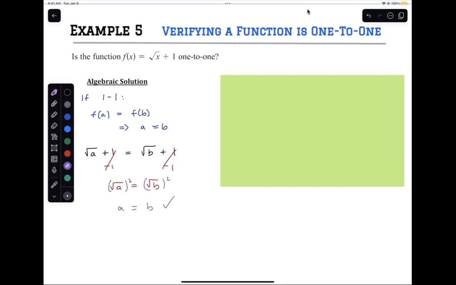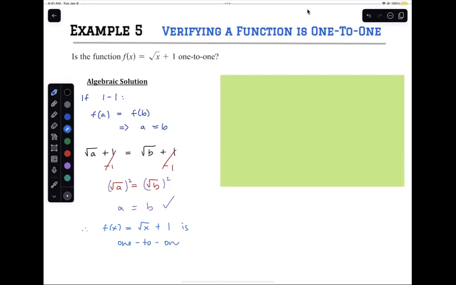So because I plugged a into this function and b into this function, and I was able to algebraically manipulate it to get a equals b, that means that therefore the square root of x plus 1 is indeed 1 to 1.